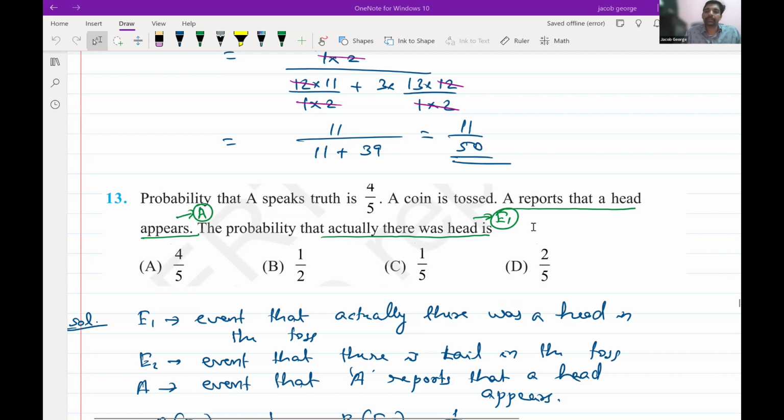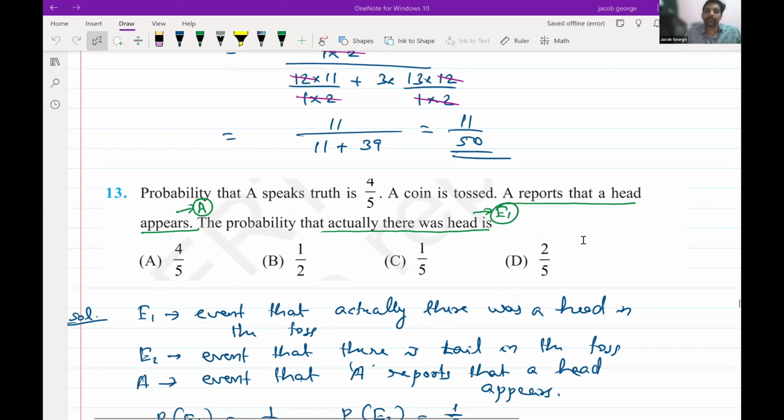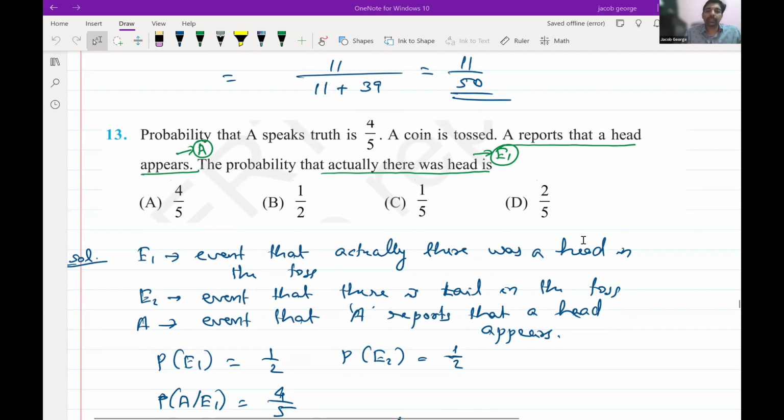Now it is asked P of E1 given A. Bayes theorem form, P of E1 given A. We write P of E1. E1 means probability of head, 1 by 2. P of E2 means probability of tail, it is also 1 by 2.